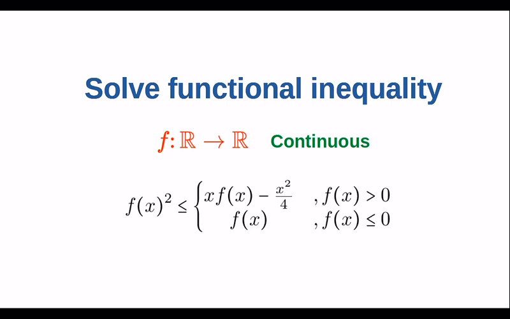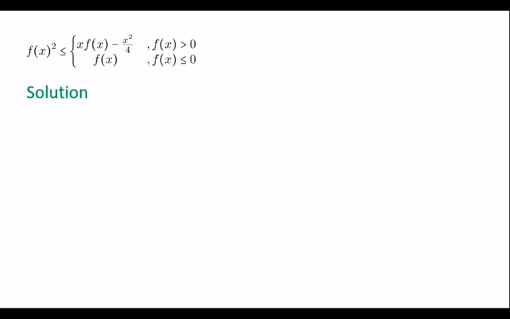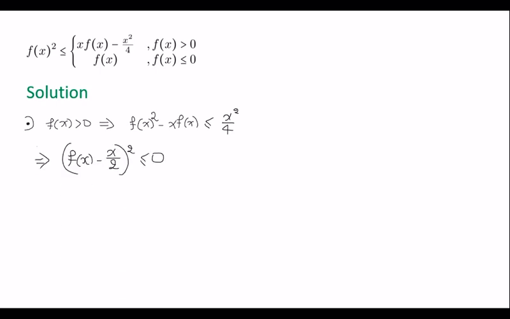We want to solve the functional inequality shown on the screen, where f is a continuous real function of a real variable. Using the inequality that holds for positive values of f, bringing everything to the left side and forming a square, we find that f(x) is x over 2. From this equation, we additionally observe that f takes positive values for positive x.